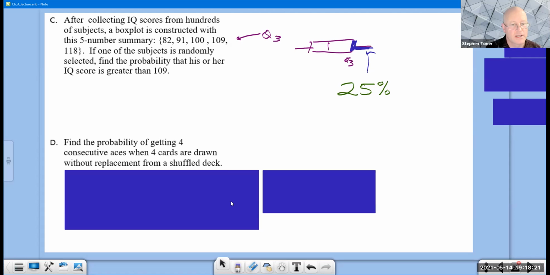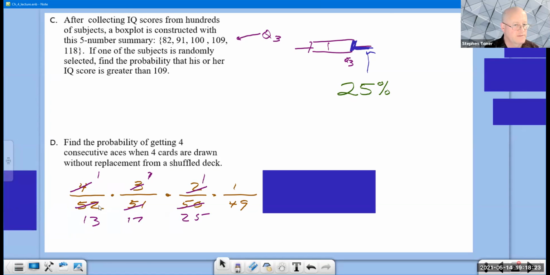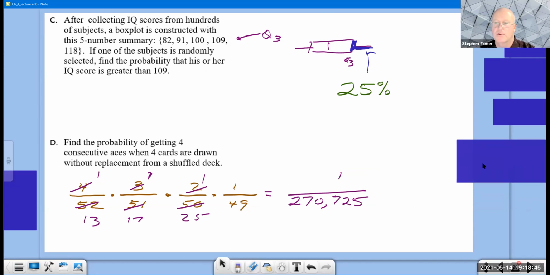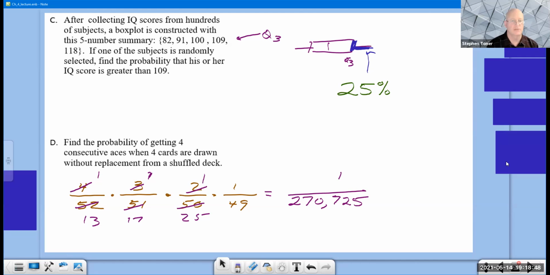So what I've done is I've listed these out. There's my 4 out of 52, dropping down to 3 aces left out of 51, and then 2 out of 50, and then 1 out of 49. And then I decided I'm going to do some canceling along the way, which you don't need to do if you're going to just let the calculator do all this for you. I let the calculator do this for us, and I can tell you that your probability of getting 4 aces dealt to you in a row is 1 out of 270,725. Very slim chances of that actually happening.